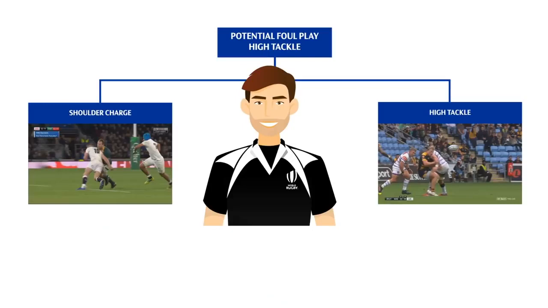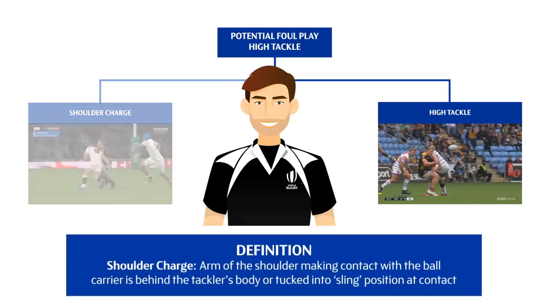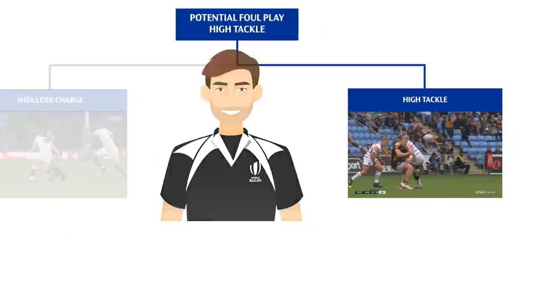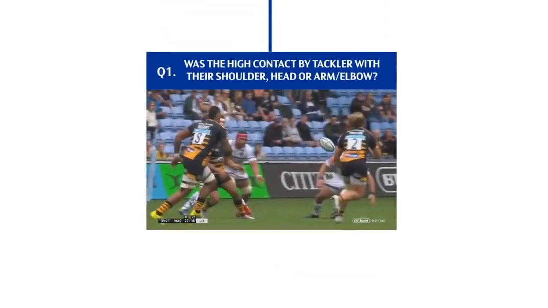Let's look at some more examples, this time of high tackles. The first step for the match officials is to determine whether the high contact is a shoulder charge or a high tackle, using the definition provided for a shoulder charge. If they have eliminated a shoulder charge, then they are dealing with a high tackle and must ask the following 4 questions to decide on the appropriate sanction. Let's look at some examples that would be sanctioned as high tackles.